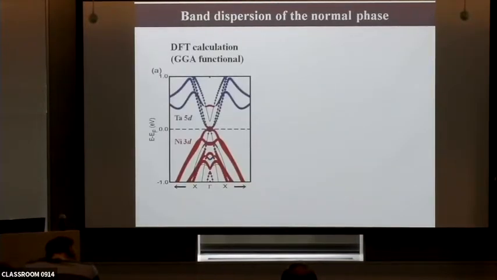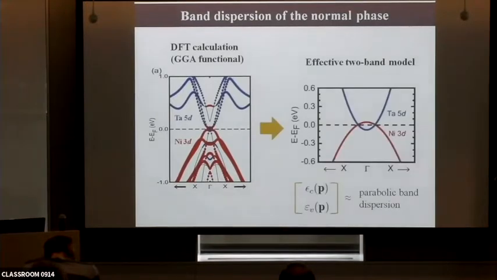So now it is time to apply the excitonic model to the real problem. At first, we obtain the DFT band dispersion in this system. As you can see, the valence band has nickel d character, and the conduction band has tantalum d character.